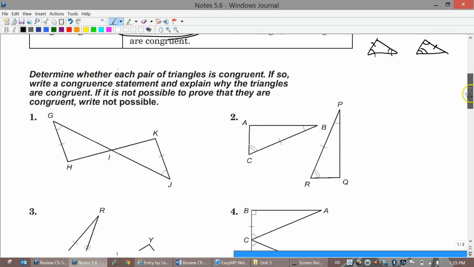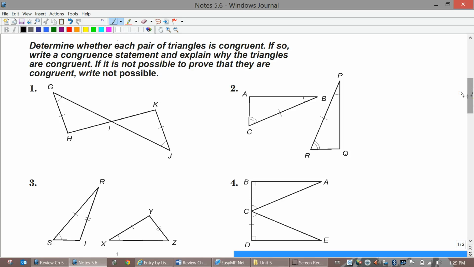Now, let's take a look at these things and let's determine whether these triangles are congruent or not, based off of the information we get. Remember, we have four that work. There are two that are bad. So, SAS, ASA, AAS, and SSS work. The ones that don't work are AAA and the backwards bad language. Those are bad. Okay?